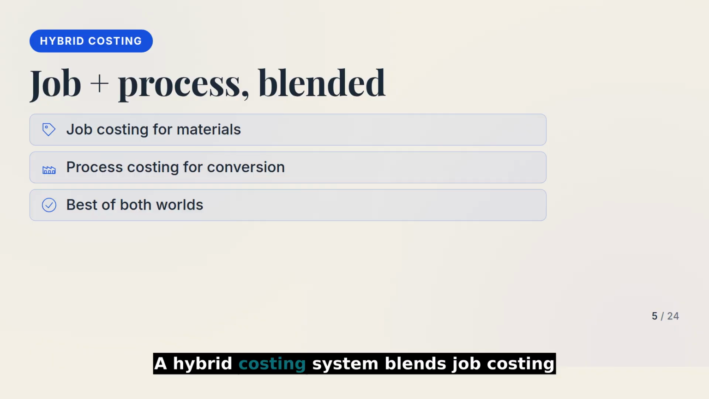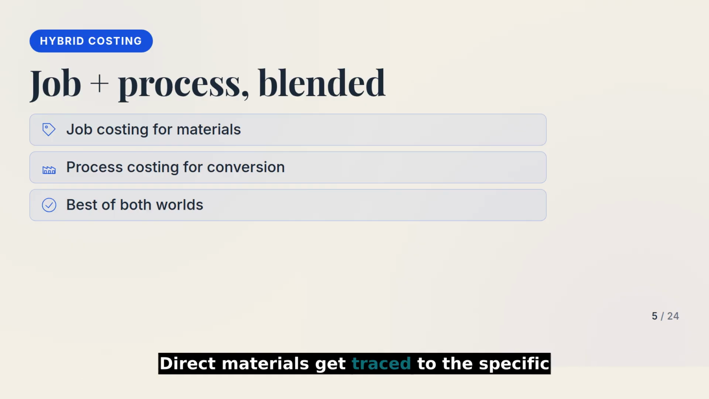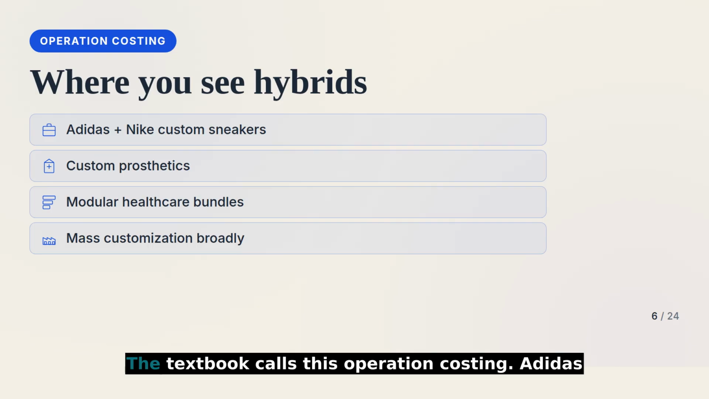A hybrid costing system blends job costing for the customizable inputs and process costing for the standardized conversion work. Direct materials get traced to the specific work order. Conversion costs get averaged across all units that pass through each operation. Best of both worlds when product variety is high but the conversion work is repetitive. The textbook calls this operation costing.